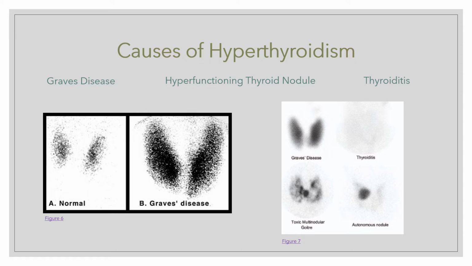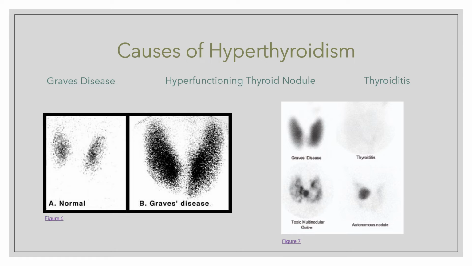There are three main causes for hyperthyroidism. Number one being Graves' disease. This is the most common form of hyperthyroidism. It occurs from the immune system that produces antibodies which stimulate your thyroid to produce too much T4.